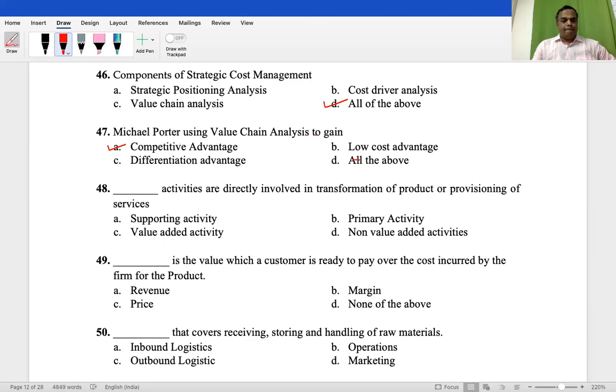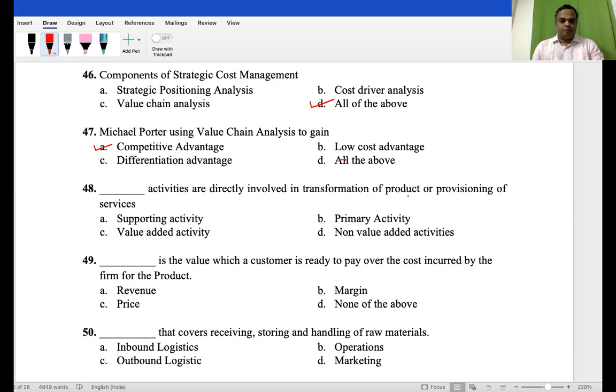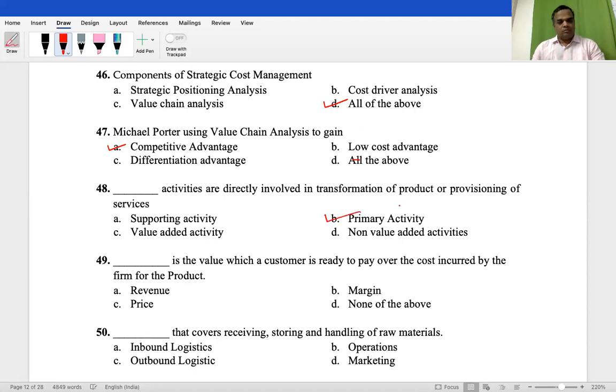Next. Dash activities are directly involved in transformation of a product or provisioning of services. Option A, supporting activity. Option B, primary activity. Option C, value-added activity. Option D, non-value-added activities. Directly involved, so primary activity.